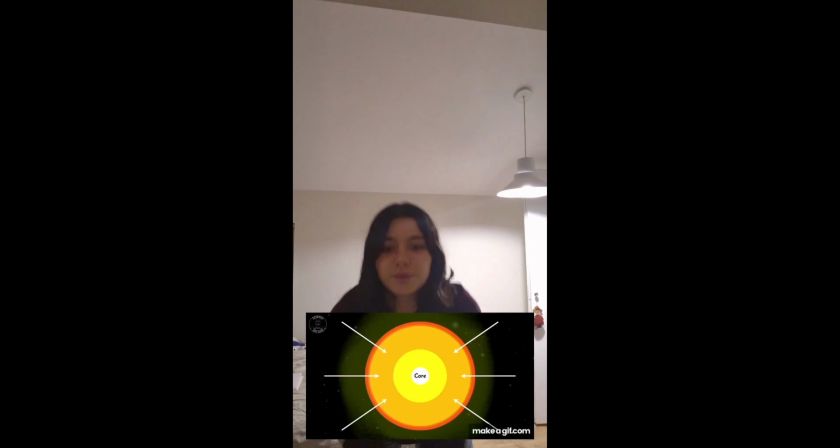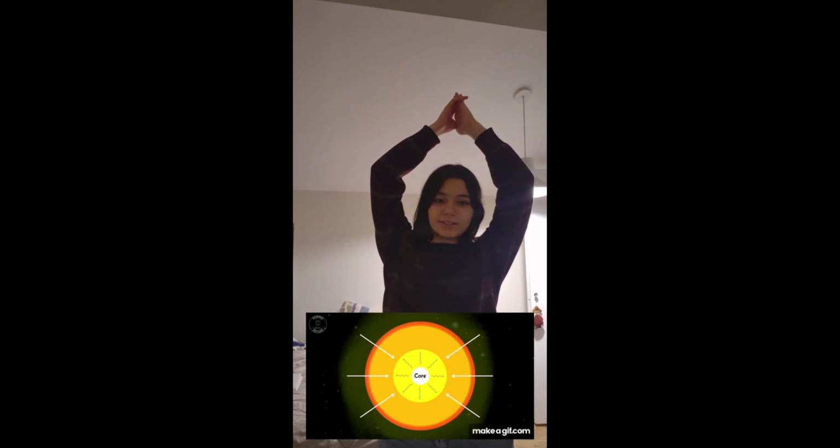Wow, I wonder how stars are formed. Well, stars are formed from giant molecular clouds composed of dust and gas. They start off in equilibrium, meaning that the gravity that's pushing inwards is equal to the pressure that's pushing outwards.